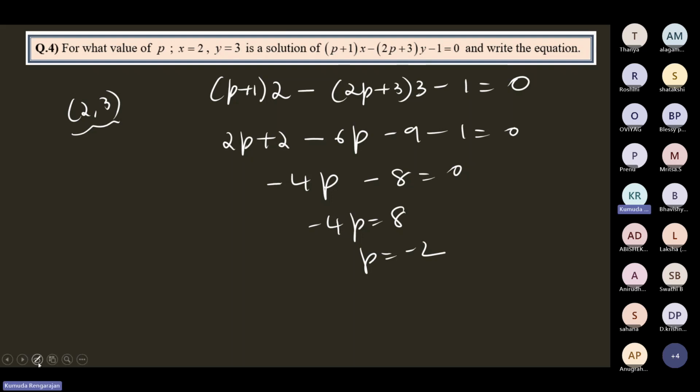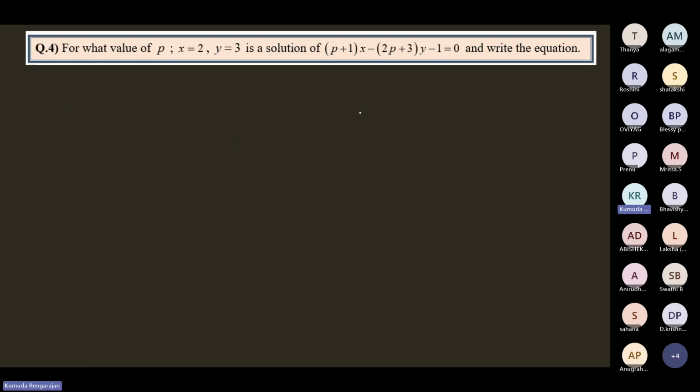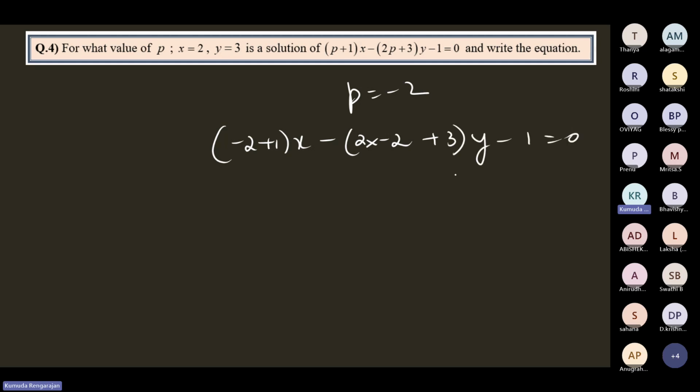So now we got the value of P, and we write the equation. Write the equation means now (P + 1) of X minus (2P + 3) of Y minus 1 is equal to 0. This is the equation. Now that we got the value of P, use the value of P there to find the coefficients. P is minus 2. So (-2 + 1) of X minus (2 into minus 2 + 3) into Y minus 1 is equal to 0.